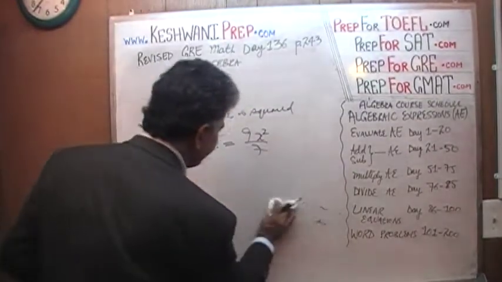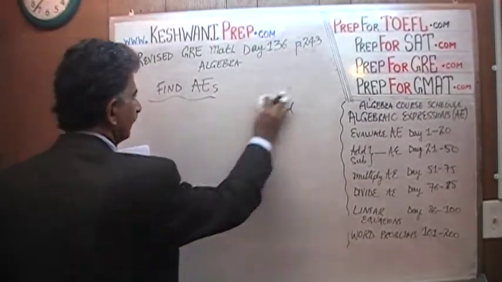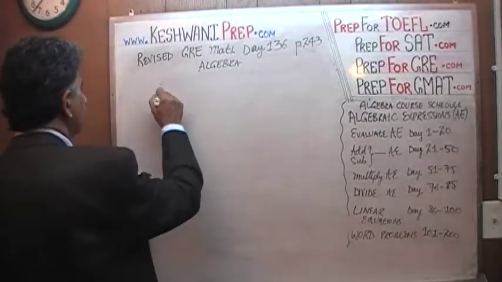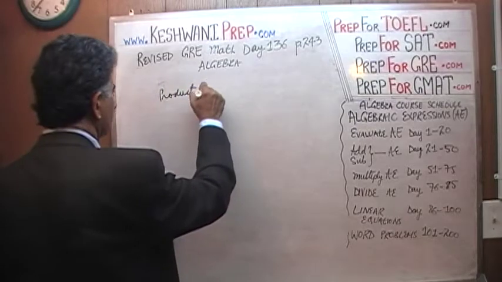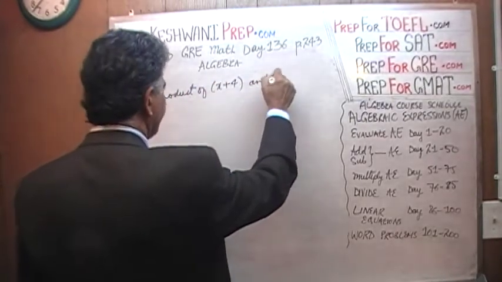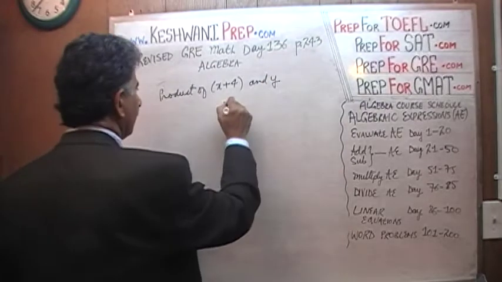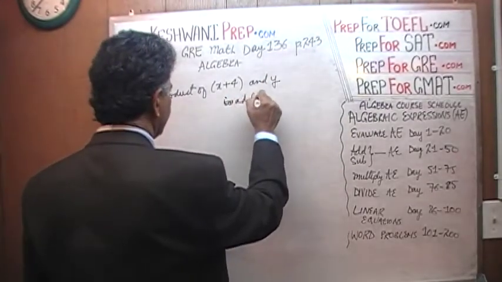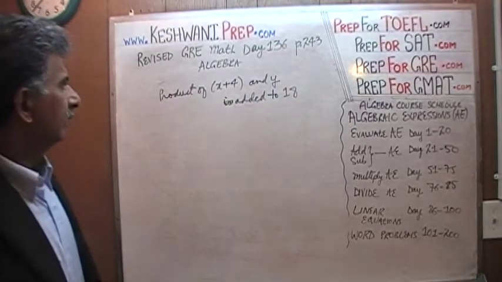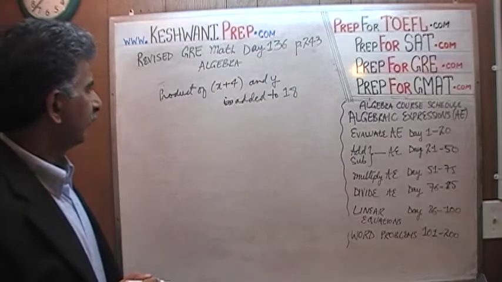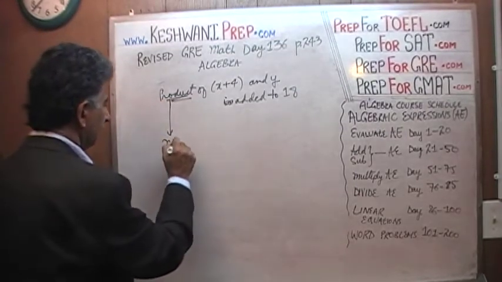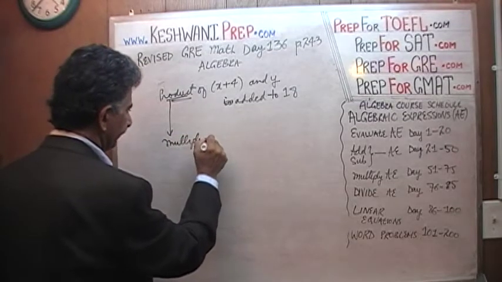Let's go on to C. The product of x plus 4 and y is added to 18. Product of x plus 4 and y. What does product mean? Product means multiplication.